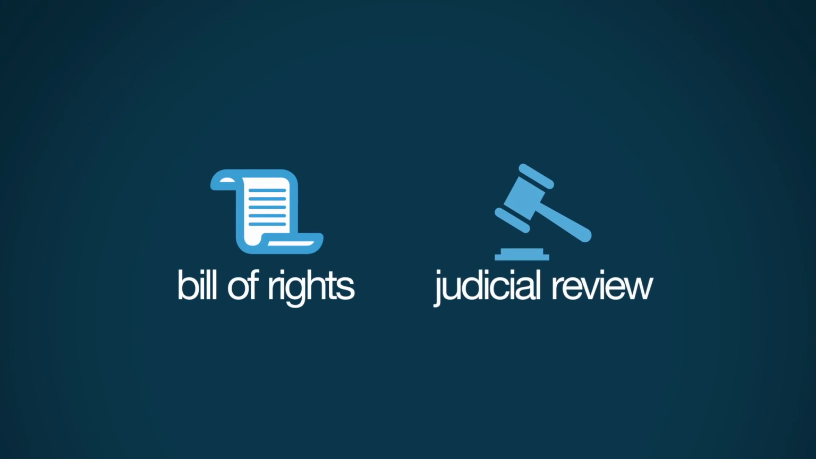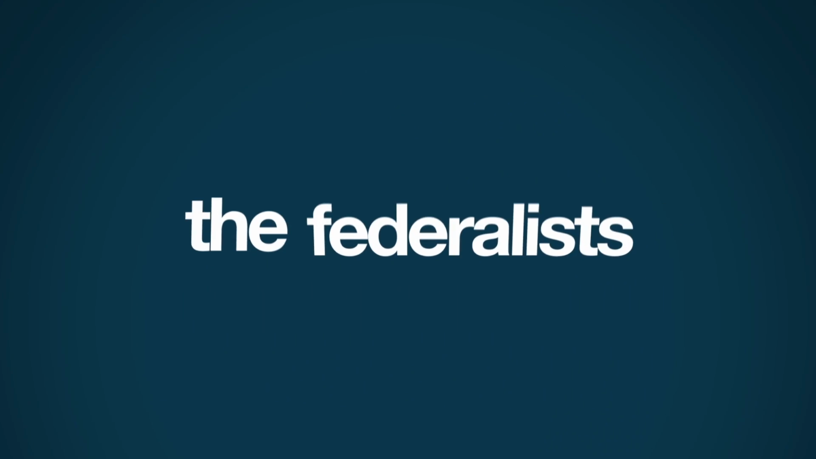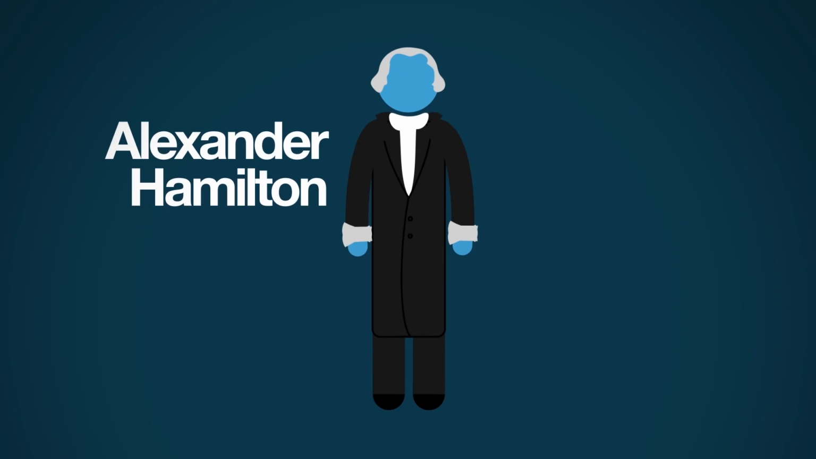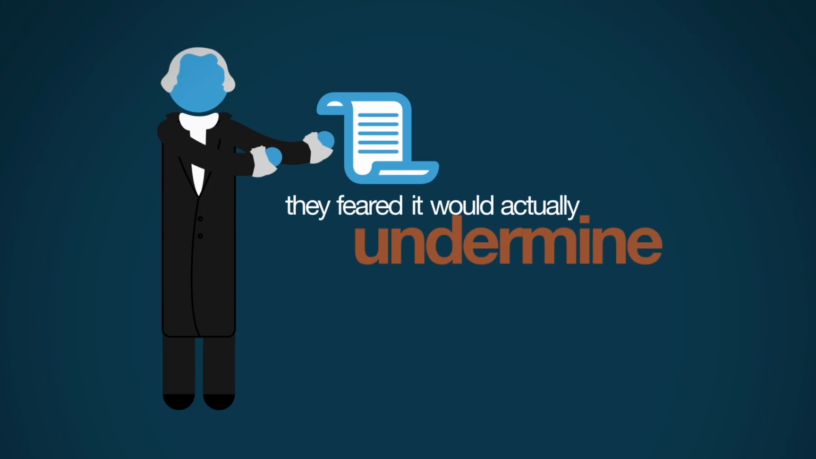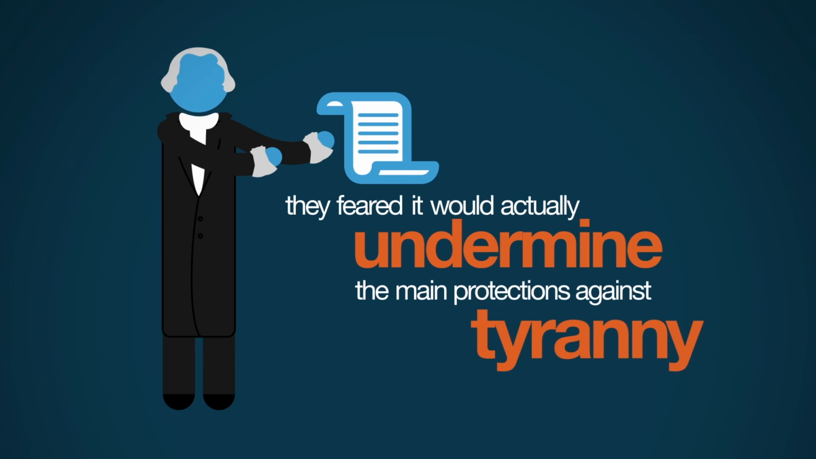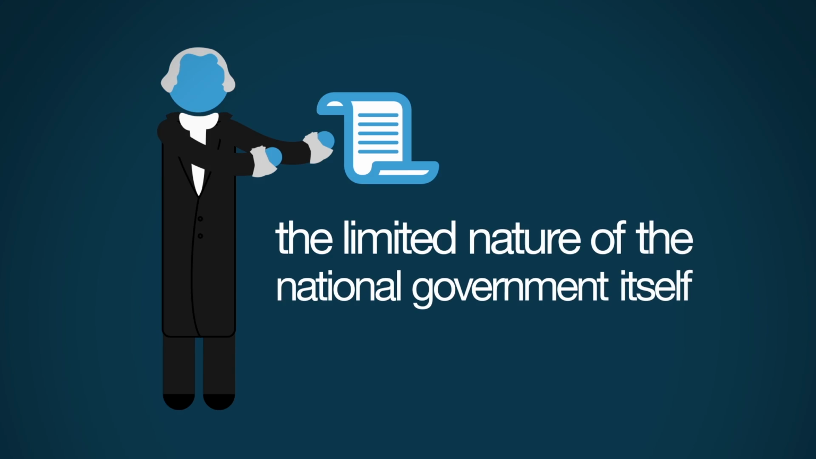Both the Bill of Rights and judicial review, the idea that the courts can decide if a law is constitutional or not, were hotly debated items when the Constitution was being drafted in 1789. The Federalists, the group led by Alexander Hamilton that wanted a national constitution, opposed including a Bill of Rights. They feared it would actually undermine what the Federalists regarded as the main protections against tyranny in the document, the limited nature of the national government itself.